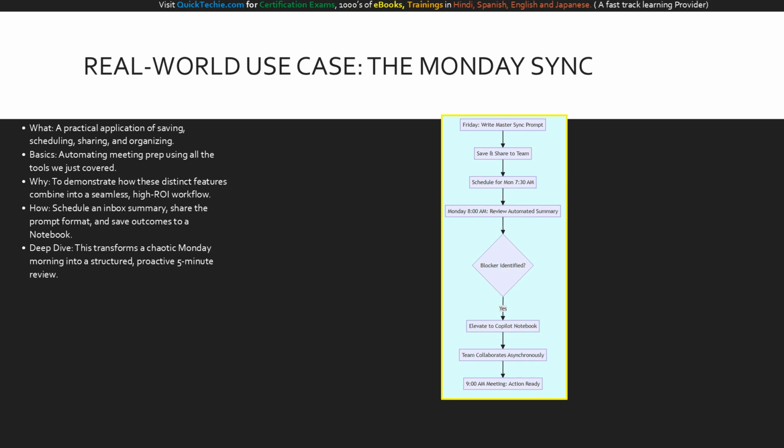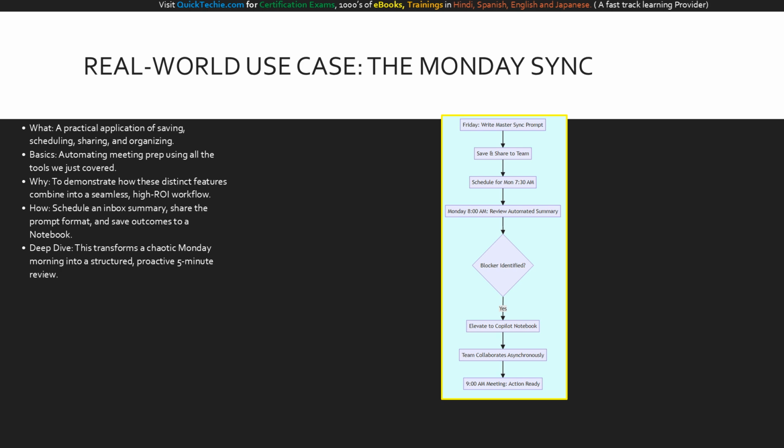Let's tie every single concept together into a real-time, highly important use case, the Monday morning sync. Imagine you manage a cross-functional team. On Friday, you use your prompt engineering skills to write a prompt that summarizes project emails and Teams chats. You save it. You share it with your team leads so they are tracking the exact same metrics. Then, you schedule this prompt to run at 7:30 a.m. every Monday. When you log in on Monday morning, you aren't digging through emails. You open Copilot and review the automated summary.